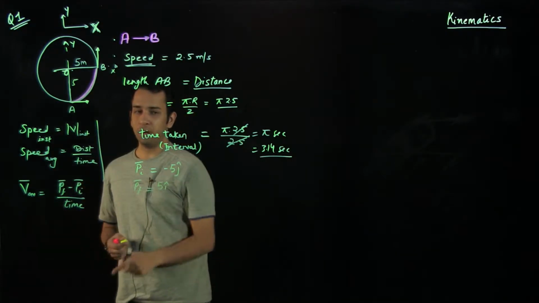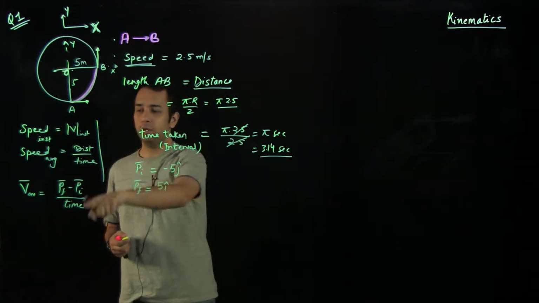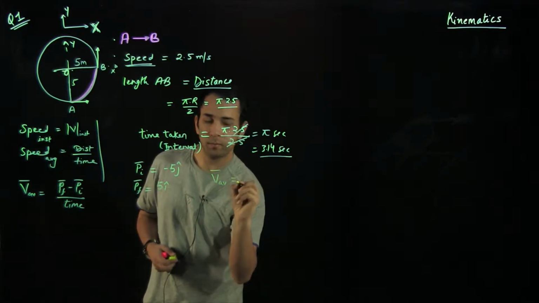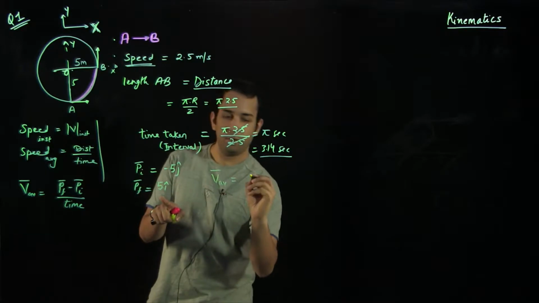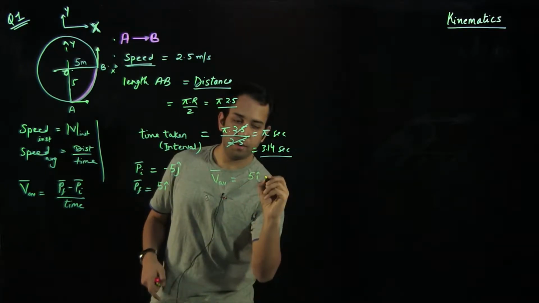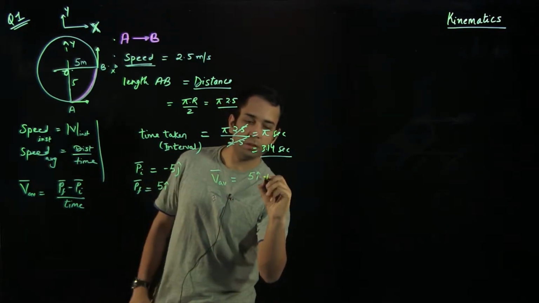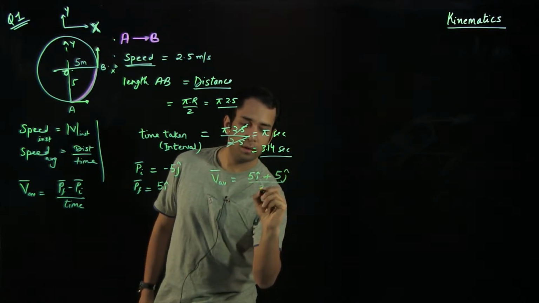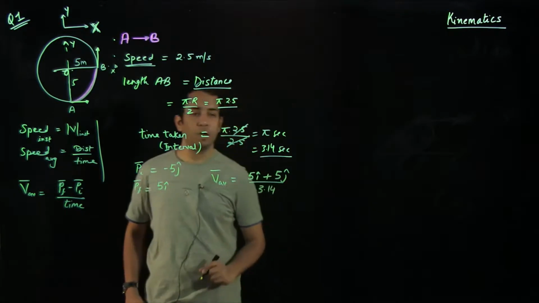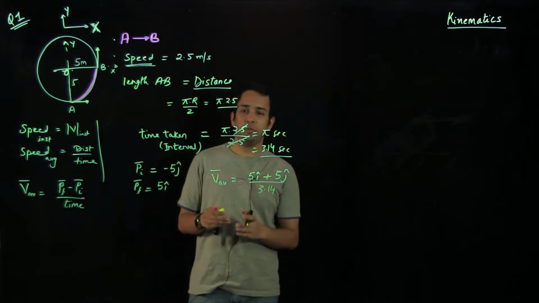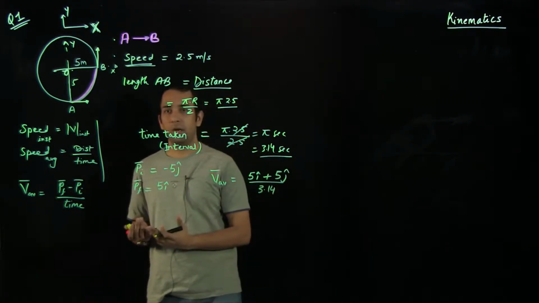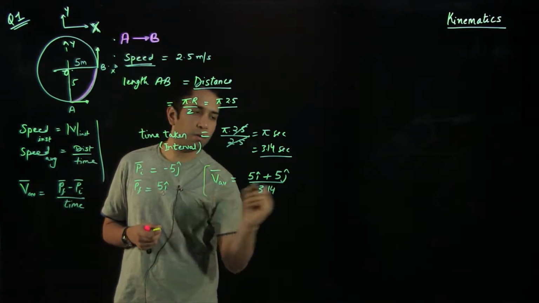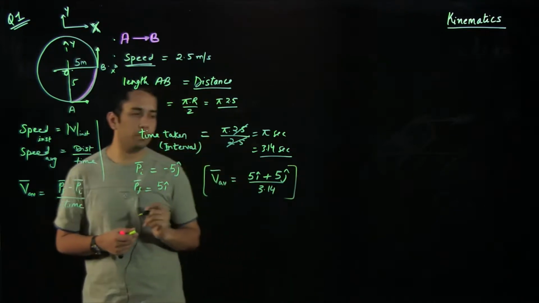Now I know the time which I have calculated, so I can calculate the average velocity, which is 5 i cap plus 5 j cap upon 3.14. As you can see, because velocity, either instantaneous or average, is a vector, we have got the value of the average velocity in vector form.